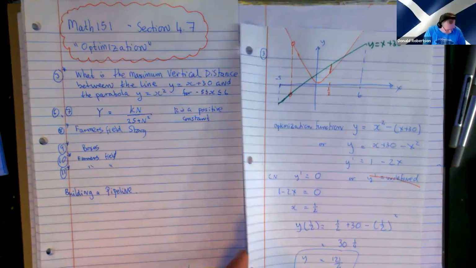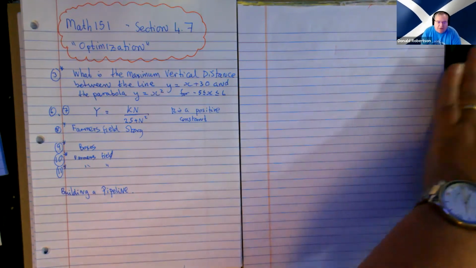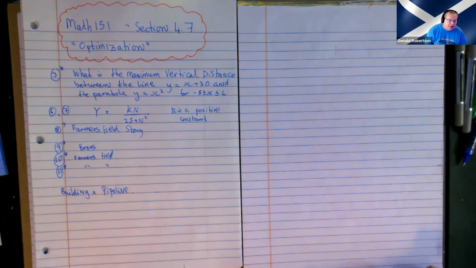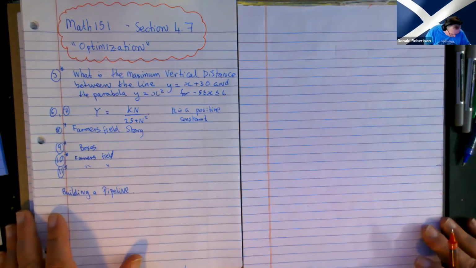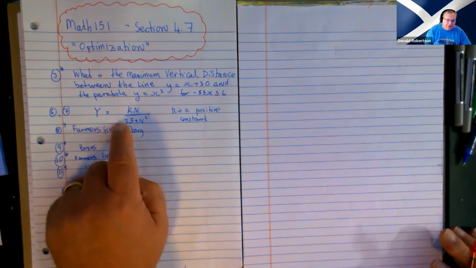Now, I don't want you to think of solving this as, oh, that's how you do this question, because optimization questions are so different. There's so many of them. What you've got to think about is, what function am I trying to maximize or minimize, right? What we're calling the optimization function. For instance, in question 6 and 7, they give you the function.